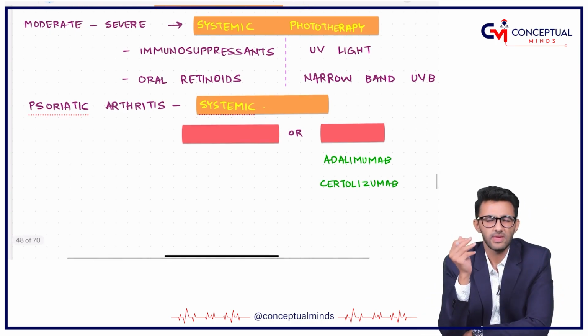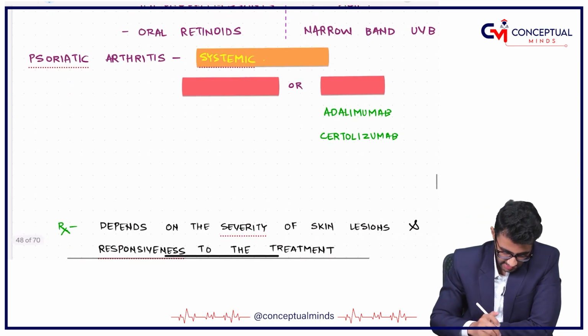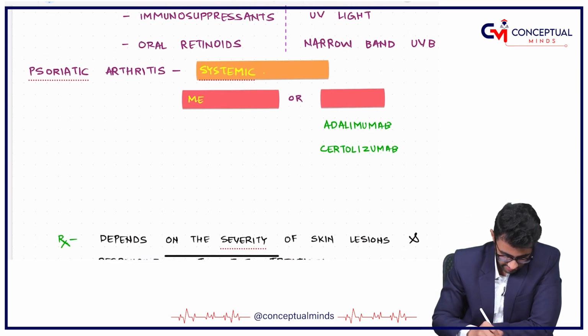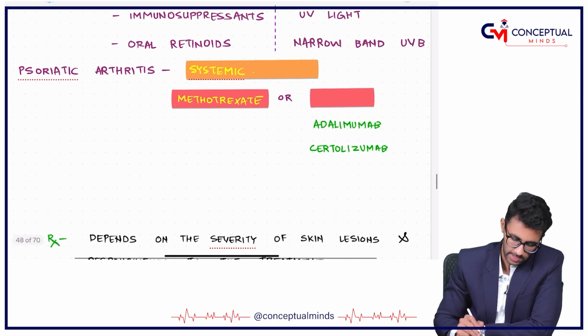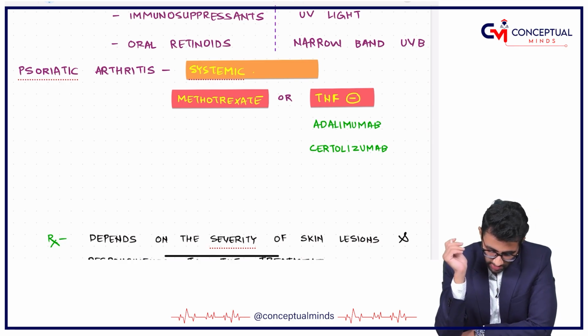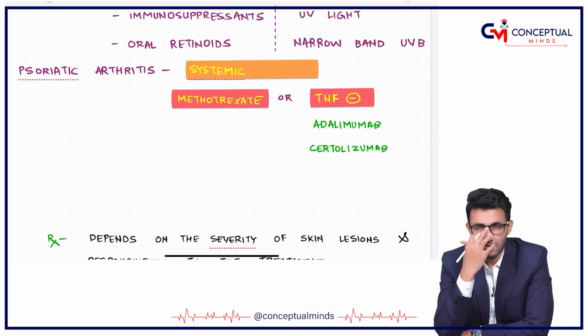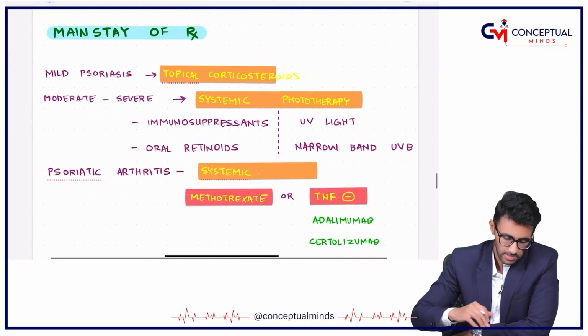Alright, what drug can we offer to the patient? That is important. One of the main drugs, the highlight drug for arthritis, is methotrexate. Or we can give the TNF inhibitors, adalimumab and certolizumab. These two drugs we can give to the patient. So this was all about the mainstay of the treatment.